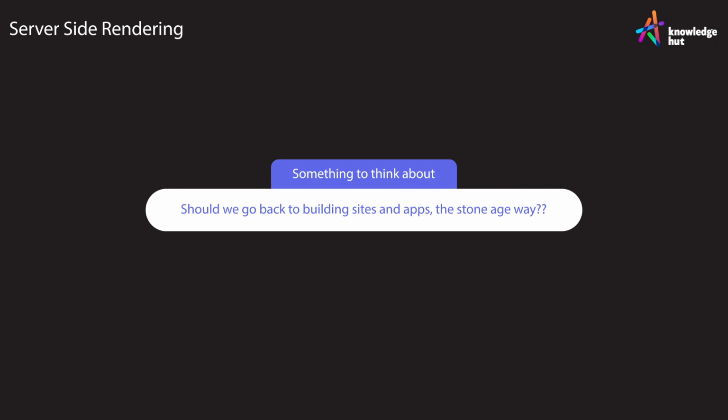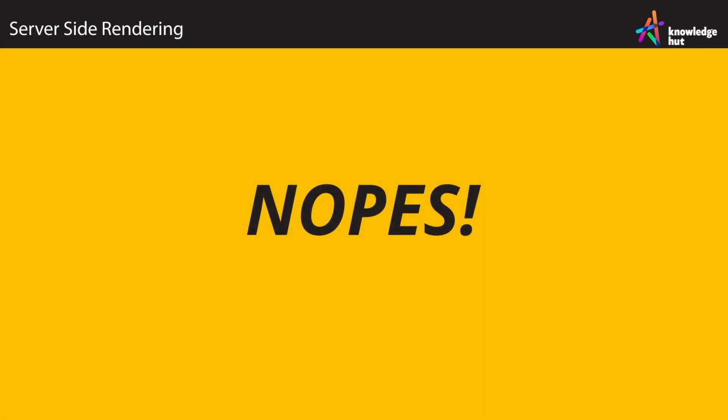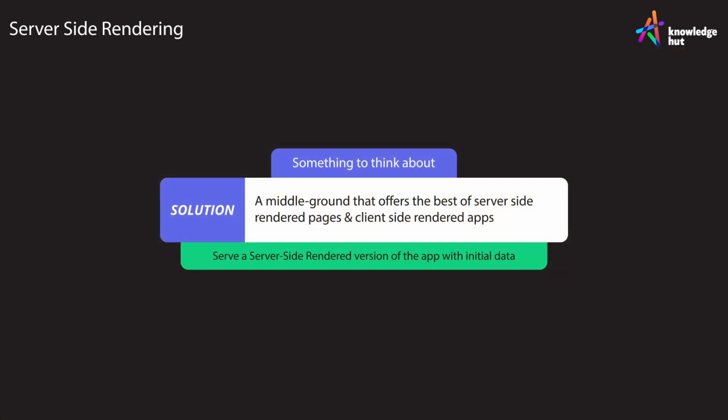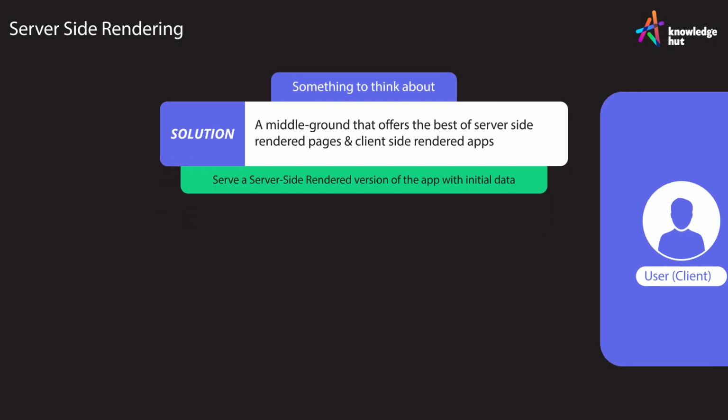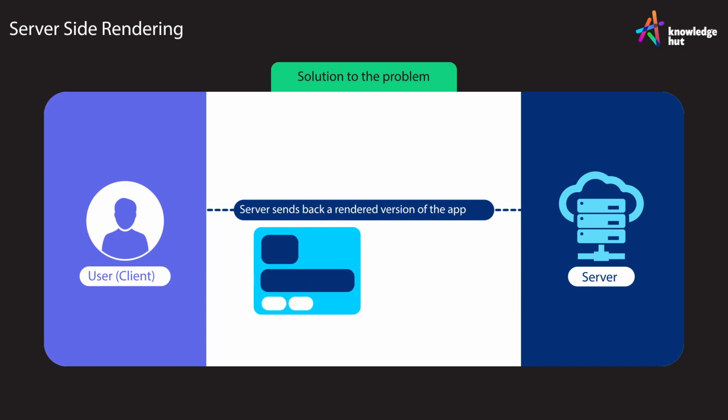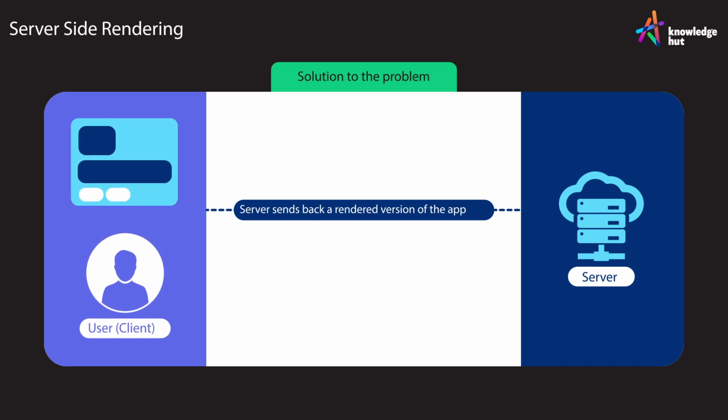So, should we go back to building sites the Stone Age way? Thankfully, we don't need to. What we need to do instead is find a middle ground, a way to render your client-side application on the server with an initial set of data. This way, the HTML that the server sends back contains a rendered version of the application with an initial set of data. This means a visitor will instantly get to see your app in the browser.